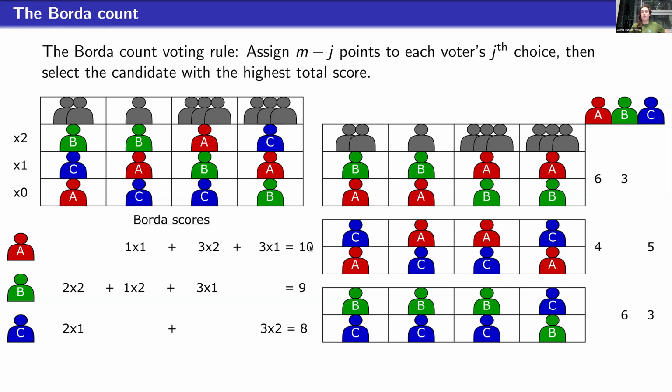That was their Borda score in the original thing. And similarly, B, 3 plus 6 is 9, C, 5 plus 3 is 8. And so this is not a coincidence. This will always happen. If you add up the Borda scores in these restricted preference profiles, you will get the original Borda score from the original thing.